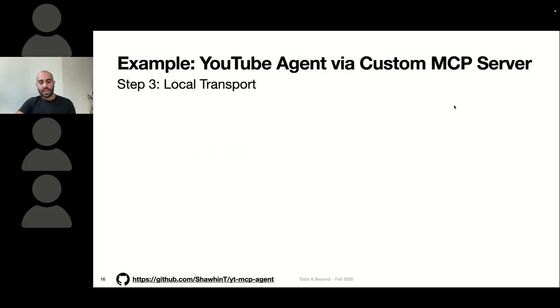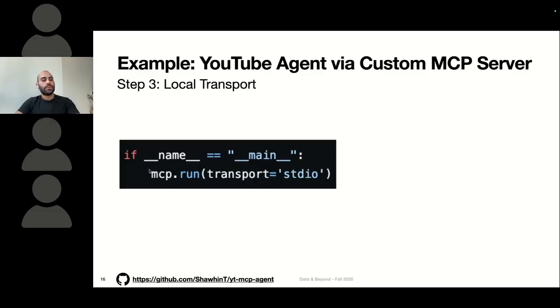Okay. So step 3 is setting up the local transport. This is actually super trivial. We have our MCP variable here, that's the server, and we'll just do this .run method, and then we'll specify the transport as standard IO.